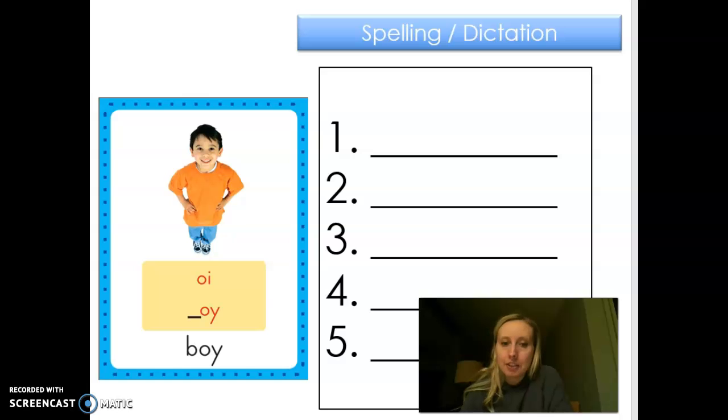Okay, so spelling. Actually, today is Friday, so you will be taking your first spelling test. Now friends, please remember to be honest. It's really important for you to do your very best, but to also be honest, because I'd rather have you get a not as good grade than have you cheat. So it's better for you to be honest.